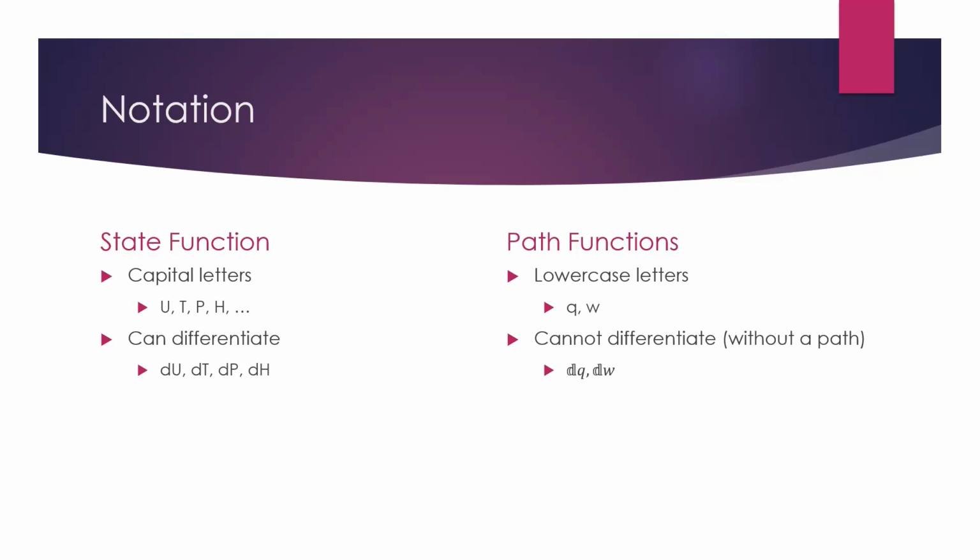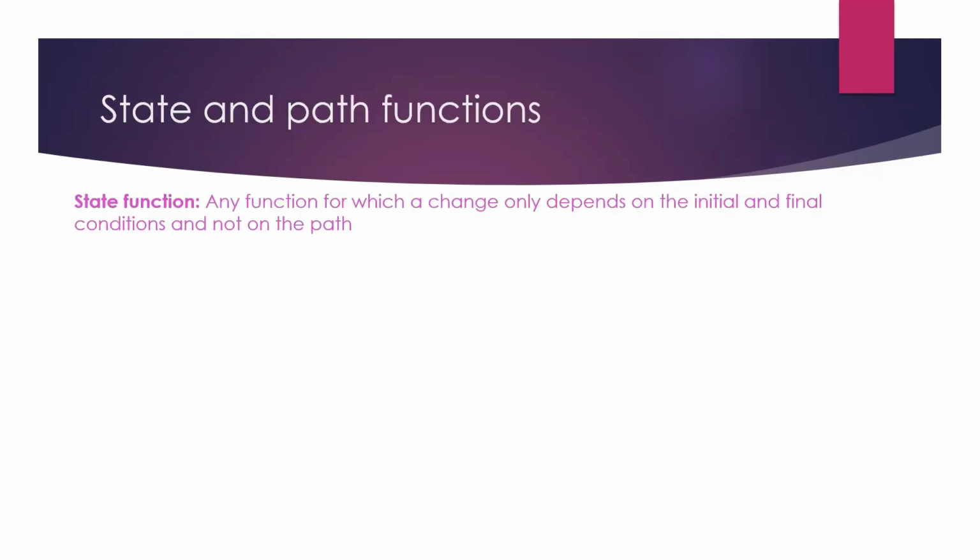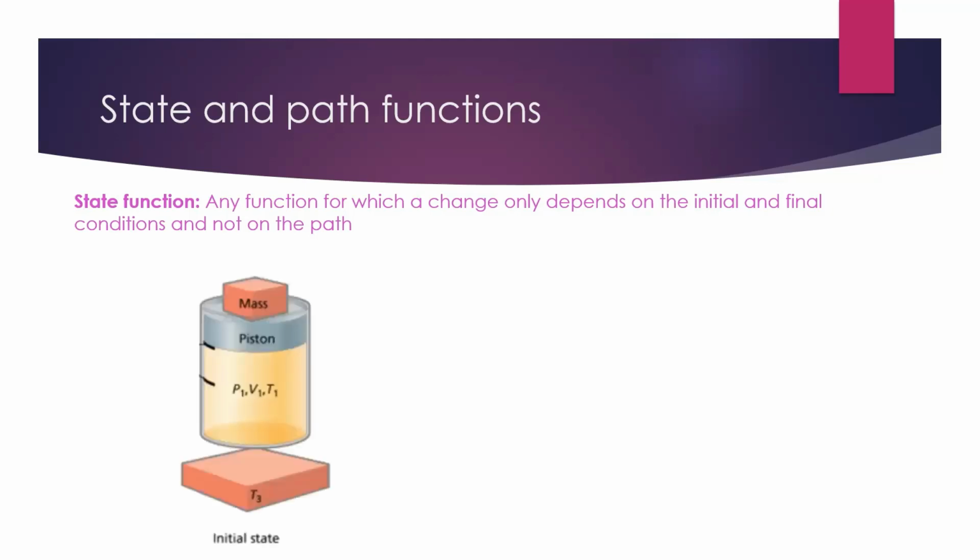So what do we do with path functions? We've seen how state functions work, and they seem to be like normal functions. So how can we have a non-normal function? A state function, like we talked about before, is any function for which a change only depends on the initial and final conditions. We use temperature as an example. There are other examples. We could also consider pressure, volume. It could be distance, like we talked about, anything like that. Whereas the path function will depend on the path.